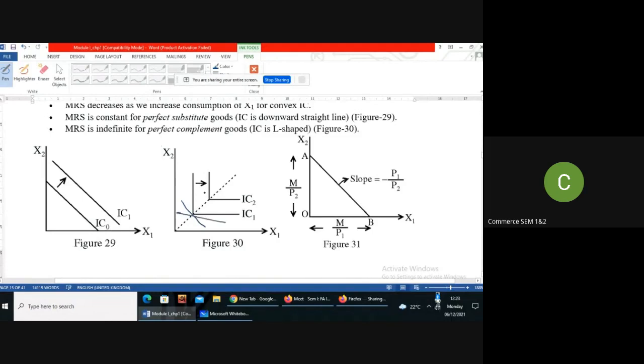Similarly, if you draw a higher indifference curve, this is the indifference curve which gives you more utility. So as you move rightward like this, you are moving towards a higher indifference curve. Fine.